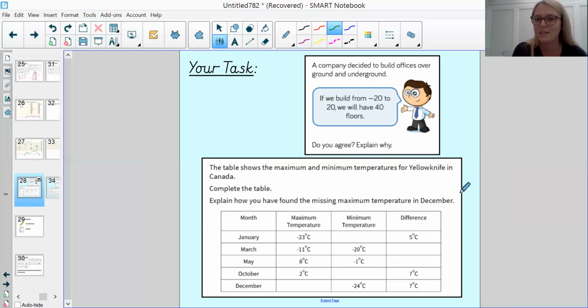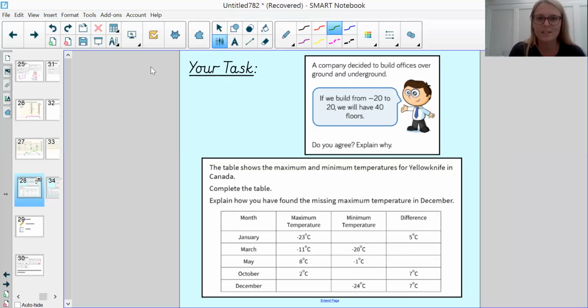It might be really handy to draw a bit of a diagram there and then count how many floors, just a hint. And then the next one is a table similar to one we've just filled out. You're filling in the minimum temperature or the maximum temperature or the difference. So just look for that missing number. Pause me here, have a go at these questions, and then join me back in just a second and we will go through the answers. Good luck.